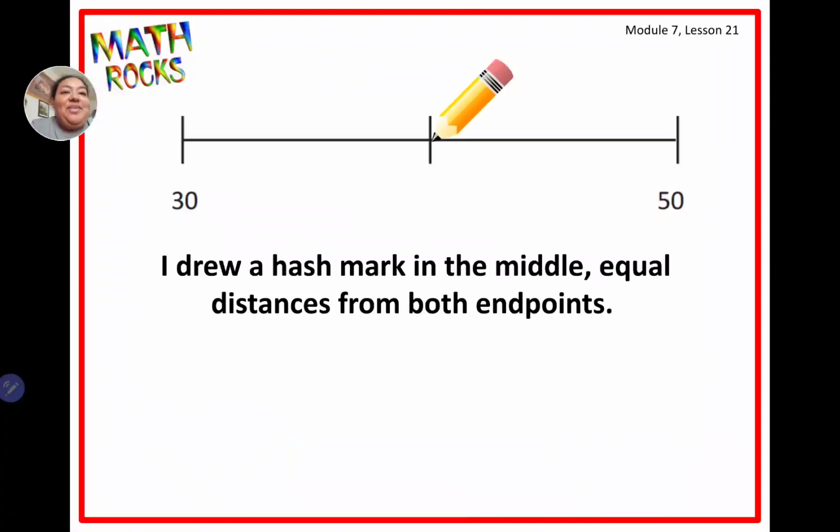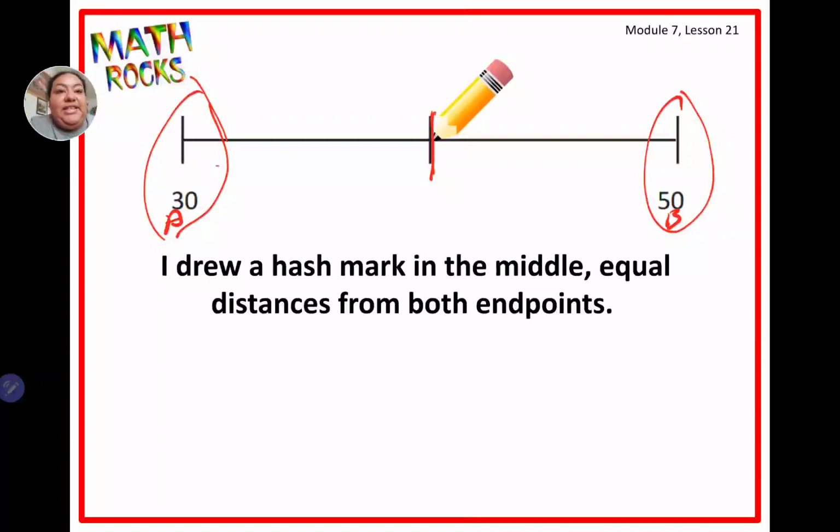Okay. So I have drawn a hash mark in the middle, which makes the equal distance from both endpoints. So I have 30 here, that's endpoint A, and 50. Okay? So I have two different endpoints, 30 and 50. Now, if I draw a mark in the middle and it's equal from both distances, it's right in the middle.